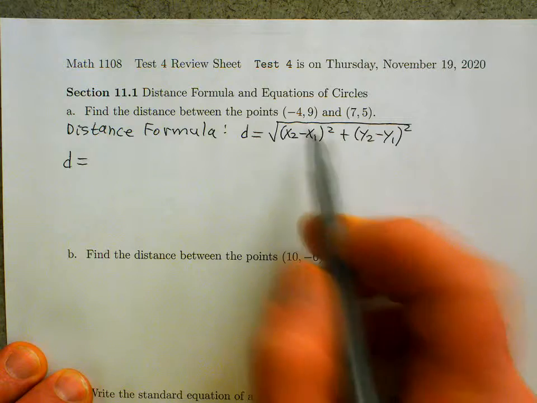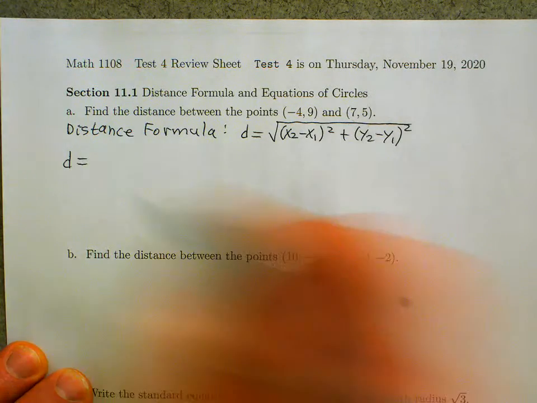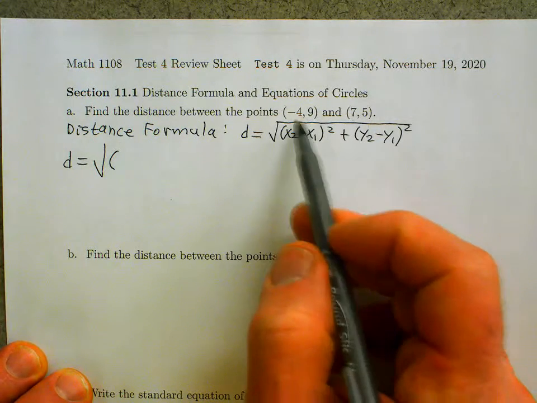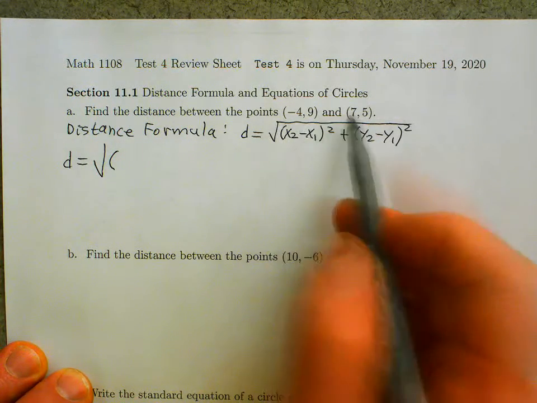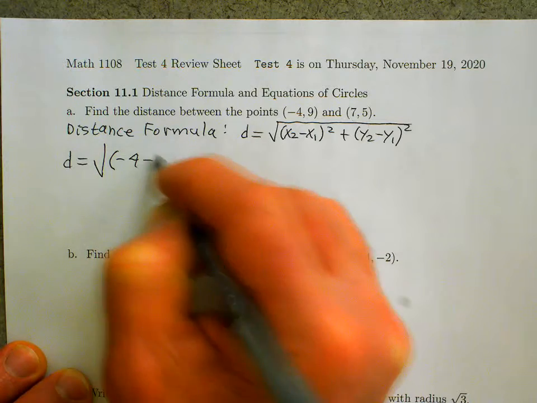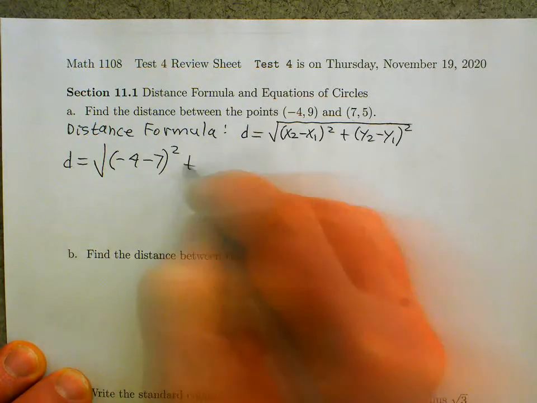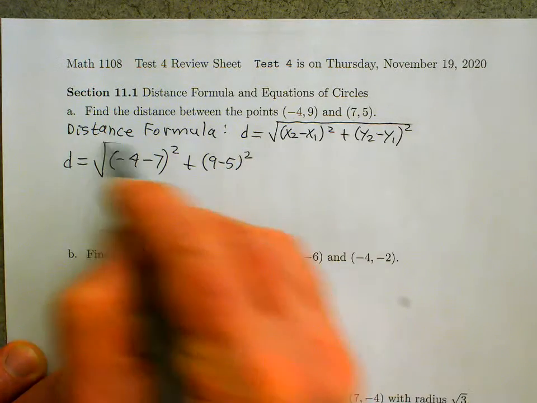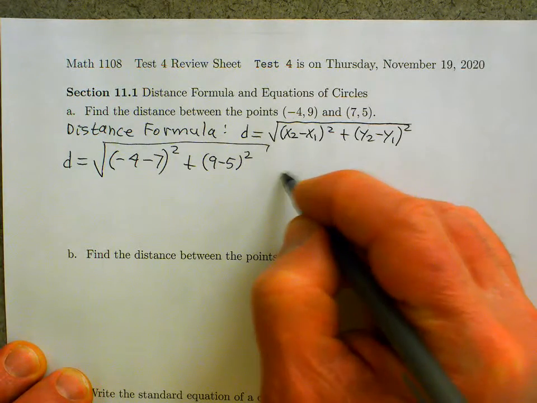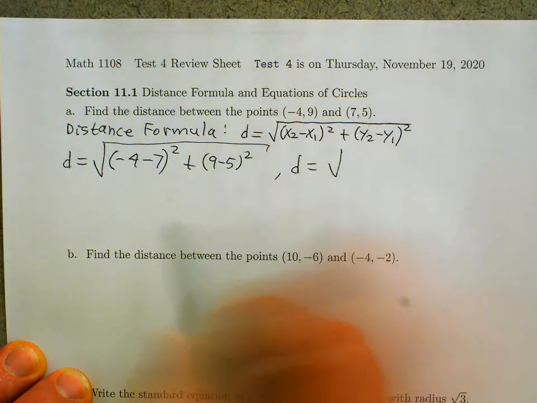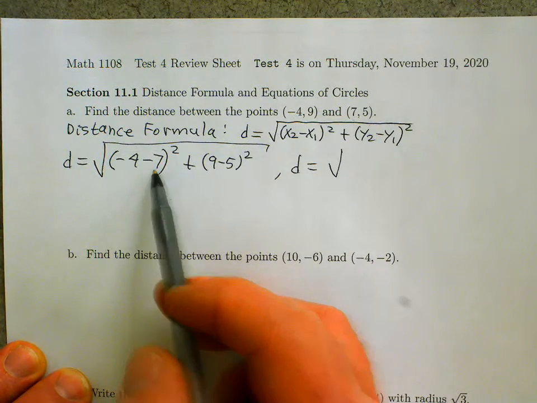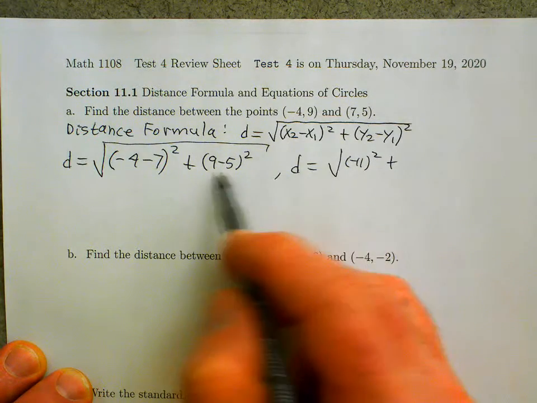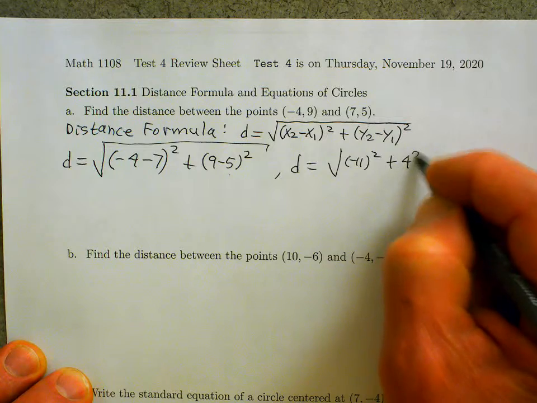Okay, so the given points are negative 4, 9, and 7, 5. So inside the square root, I'll pick negative 4 minus 7 quantity squared, and then plus 9 minus 5 quantity squared. And then we just do the arithmetic. Negative 4 minus 7 is negative 11. So negative 11 squared. 9 minus 5 is 4, so plus 4 squared.